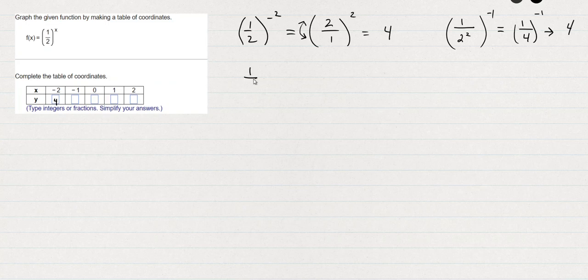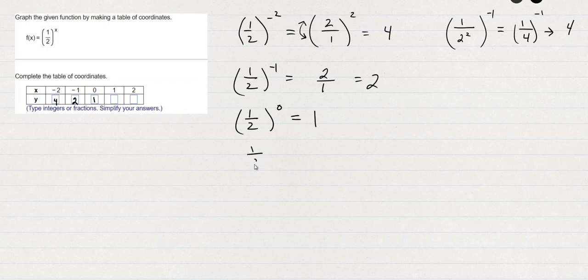And then the 1/2 to the negative 1, that's super easy. You just invert it. So change it to its reciprocal. So 2 over 1, or just 2. Anything to the 0 power is just 1. So we'd get a 1 here.